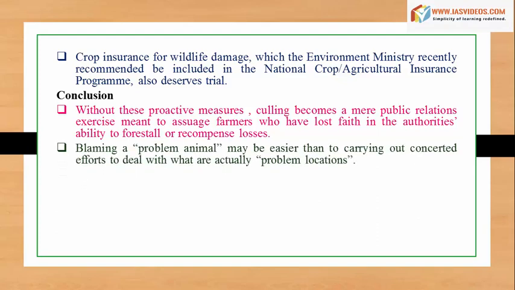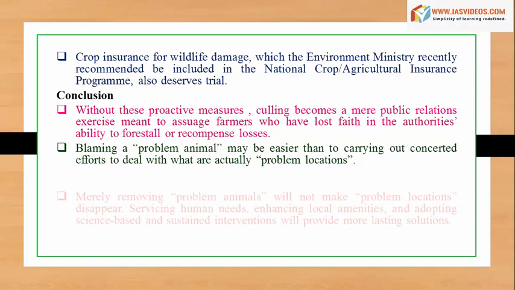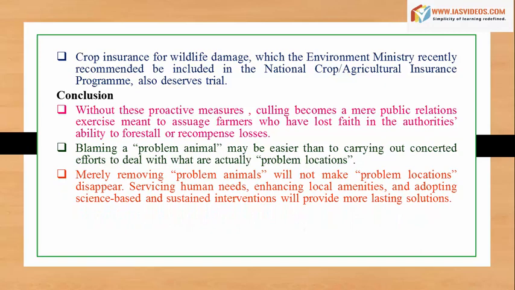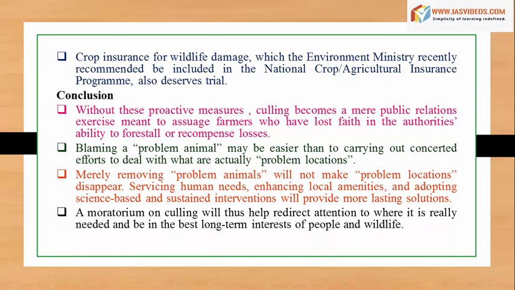Blaming a problem animal may be easier than carrying out concerted efforts to deal with what are actually problem locations. Merely removing problem animals will not make problem locations disappear. Servicing human needs, enhancing local amenities, and adopting science-based and sustained interventions will provide more lasting solutions. A moratorium on culling will thus help redirect attention to where it is really needed and be in the best long-term interests of people and wildlife.